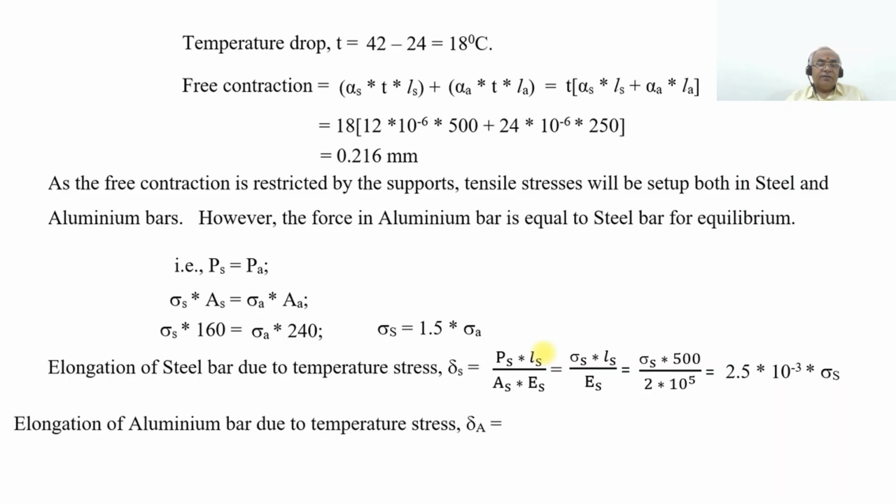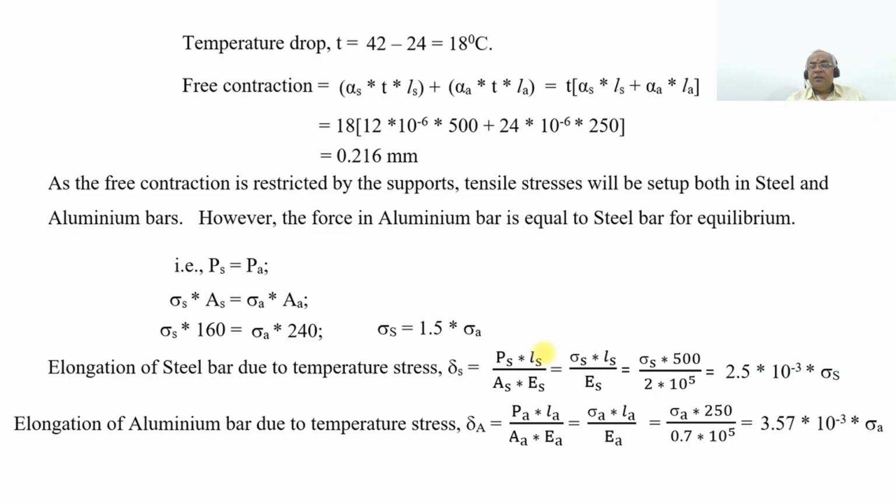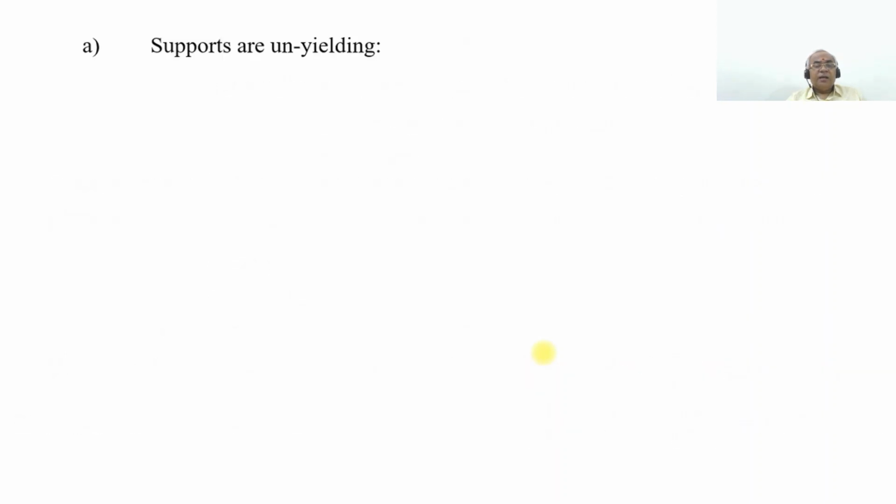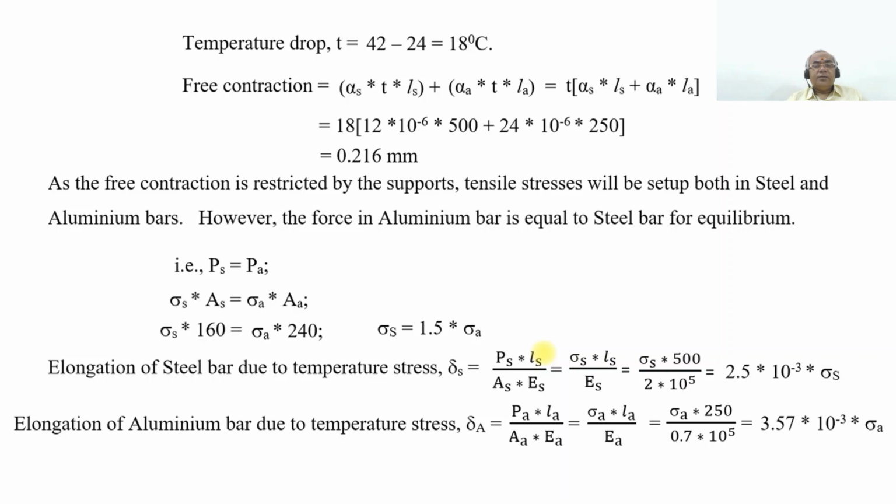Therefore, elongation of the aluminium bar due to temperature stress, delta A, will be PA into LA by AA into EA, which is sigma A into LA by EA. So sigma A into LA, 250, by 0.7 into 10 to the power of 5, which will be 3.57 into 10 to the power of minus 3 into sigma A. Also, as the supports are unyielding, delta S plus delta A is equal to 0.216, which we already obtained as the free contraction.